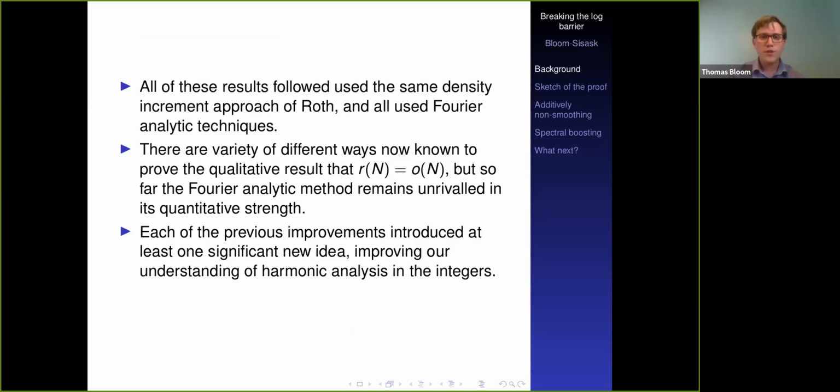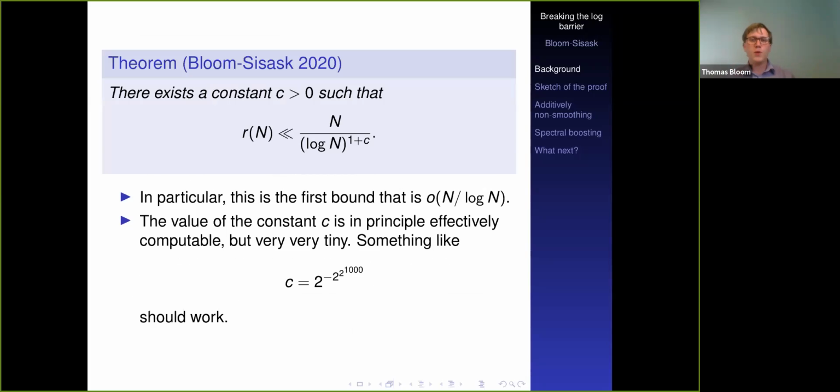So the result that I'm going to talk about today, which is joint with Olof Sisask, is a further improvement on this upper bound for R of n. It's the upper bound that R of n is at most some constant times n over (log n) to the 1 plus c. So c is greater than 0, and it's left unspecified. It is in principle effective and computable. We haven't worked out an exact value for c.